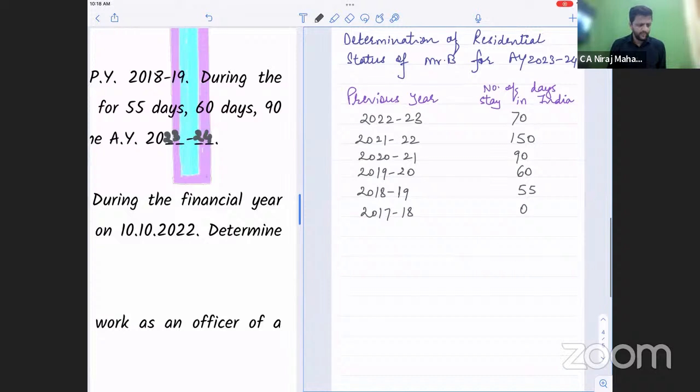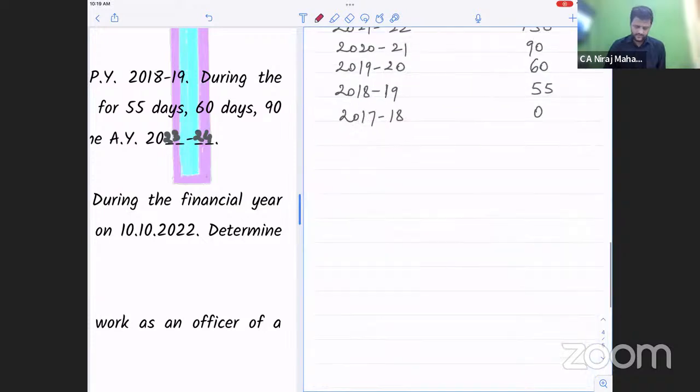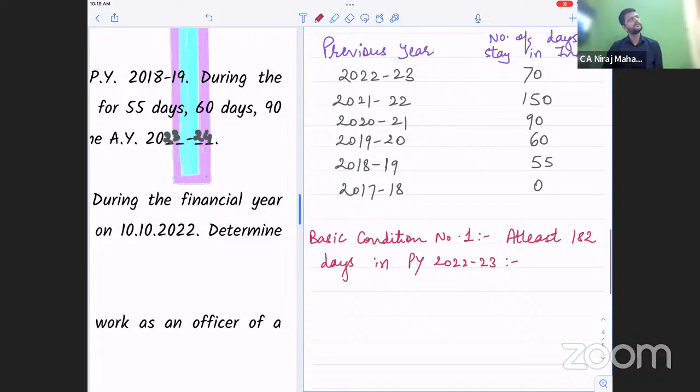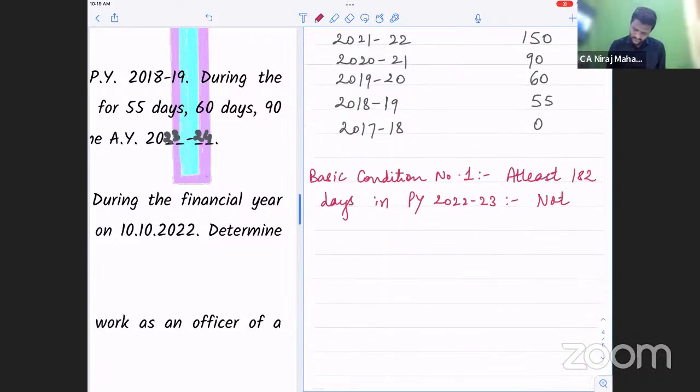Now, what do we check? I hope all of you have written till here. So, basic condition number 1: at least 182 days in which PY? 22-23. Tell me, satisfied or not satisfied? Not satisfied, since the stay was for how many days?